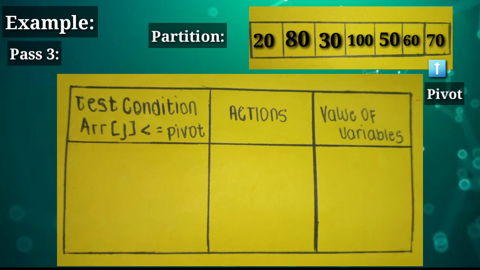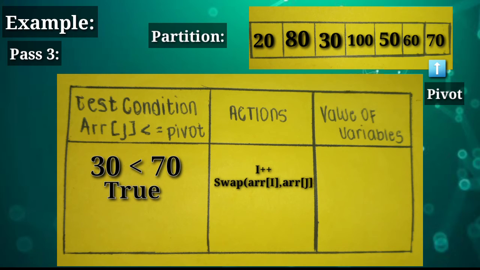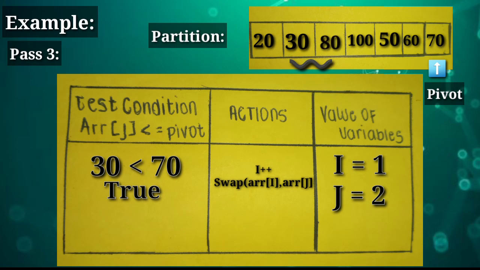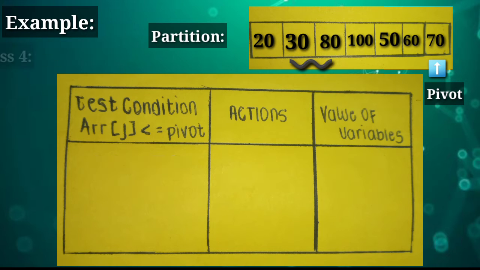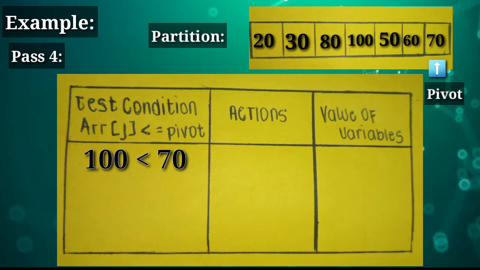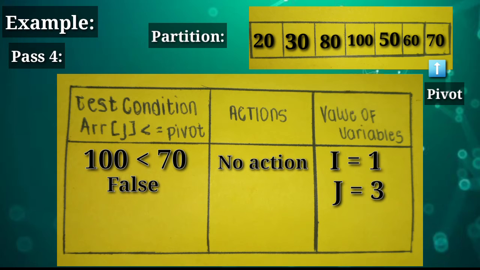Pass 3 is 30 is greater than 70, which is true. So swap the array I and array J. So the value of I is 1 and the value of J is 2. So pass 4 is 100 is greater than 70, which is false. No action, and the value of I is equals to 1, J is equals to 3.